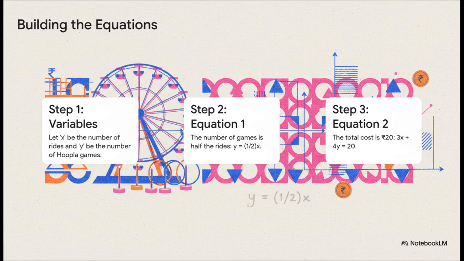It's actually a pretty straightforward three-step process. First up, we need some placeholders, right? So let's just call the number of rides X and the number of games Y. Then we take her two conditions and turn them into math. The number of games is half the rides. Boom! That becomes our first equation, y equals 1/2 x. And the total cost being 20 rupees, that gives us our second one. And just like that, we've turned a story into a solvable problem.